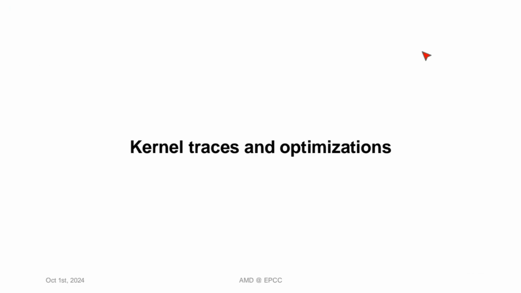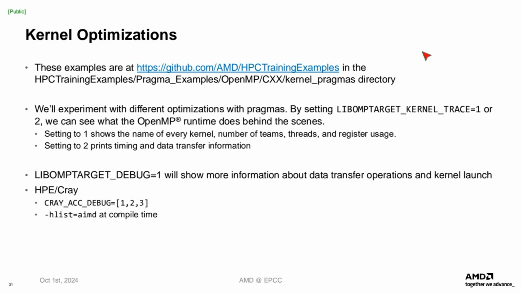Okay, so that concludes the memory optimization part. Now we're going to look into kernel traces and their optimizations. Exercises are in the same place, except that instead of memory pragmas, now we have kernel pragmas. And we're also going to use this variable here, which is interpreted by the OpenMP runtime to give you information about the kernels, in particular how they are being dispatched to the GPU.